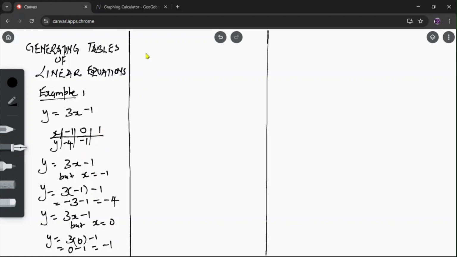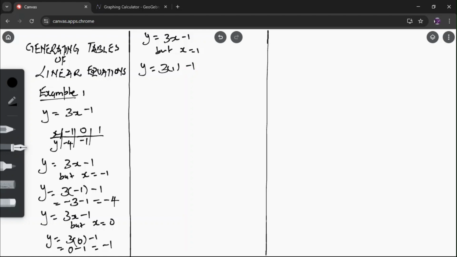Then lastly, what is the value of y when x is 1 here? So y, which is 3x minus 1, I keep on repeating this, but on this column, the value of x is 1. So I'll come and say that y is equals to 3, where there is x, I put 1, like that. Then I subtract 1.